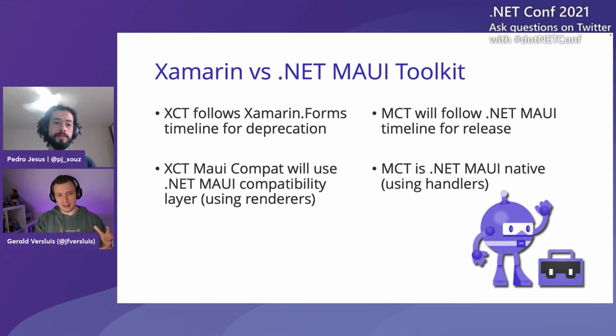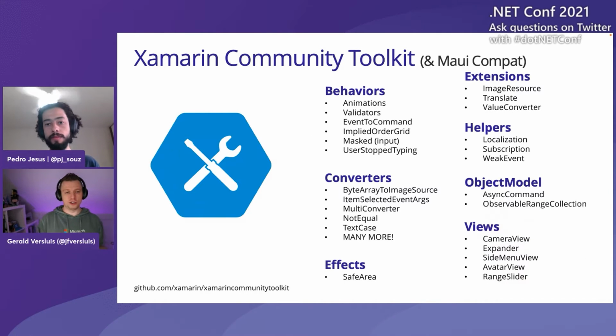And the MAUI Community Toolkit is using the .NET MAUI native approach. So it uses handlers. It's completely rewritten. All the things in there will leverage all the new advantages of .NET MAUI. It will be super fast, super awesome, totally amazing. So just to give you a quick overview of what is in the Xamarin Community Toolkit right now and the MAUI Compat version, you can see down below on the left-hand side is our URL for the GitHub repository there. And I think this slide is already outdated, or not everything would fit in here. So there's a lot more.